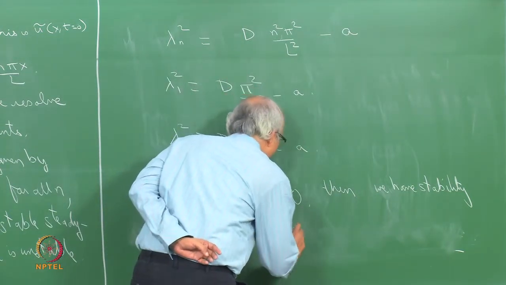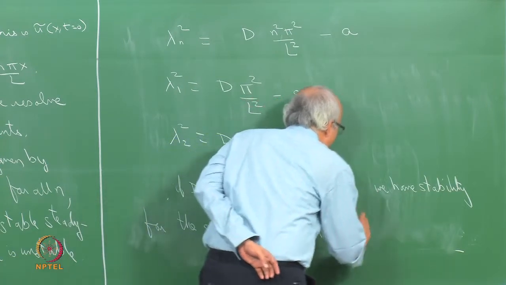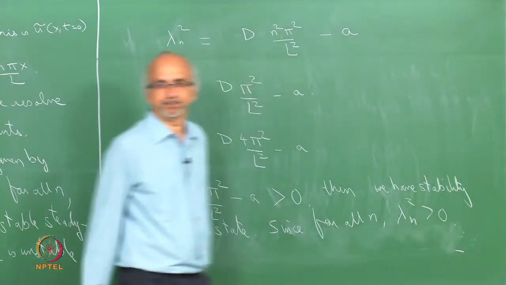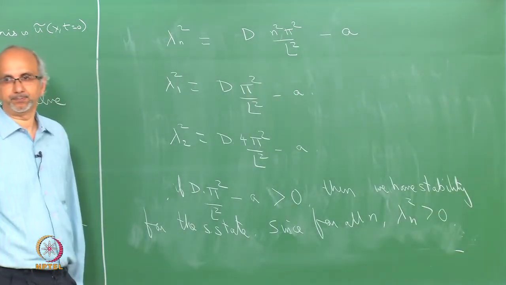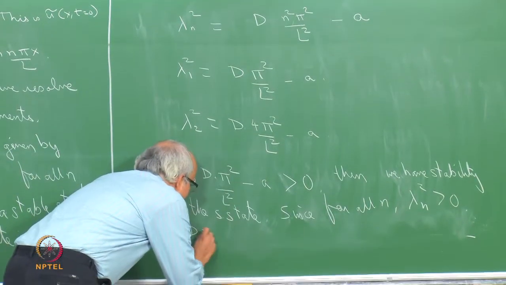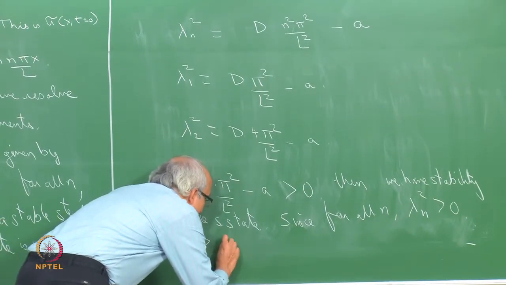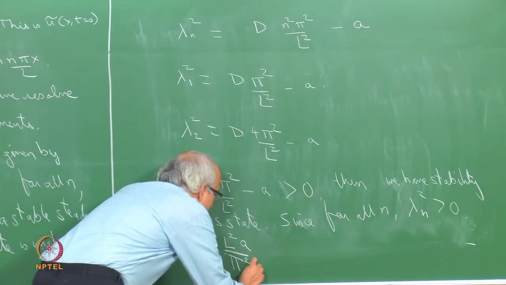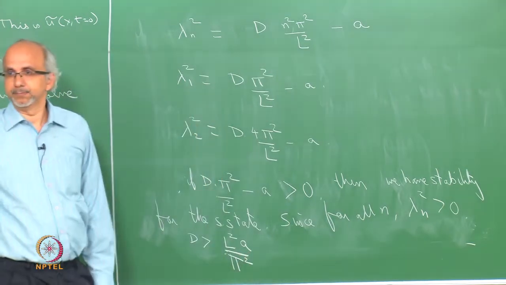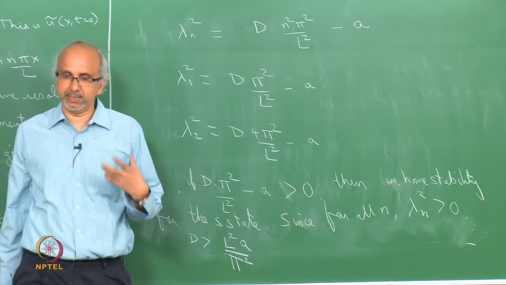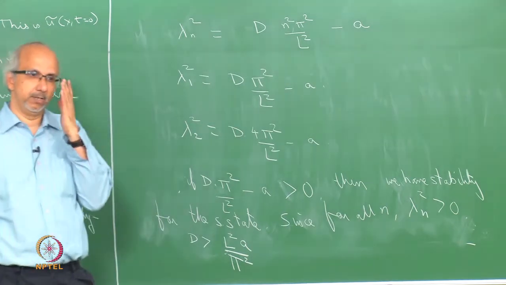Since for all n, lambda n squared is greater than 0, which means d must be greater than L squared A divided by pi squared, and that is the threshold value, the critical value of the diffusion coefficient.